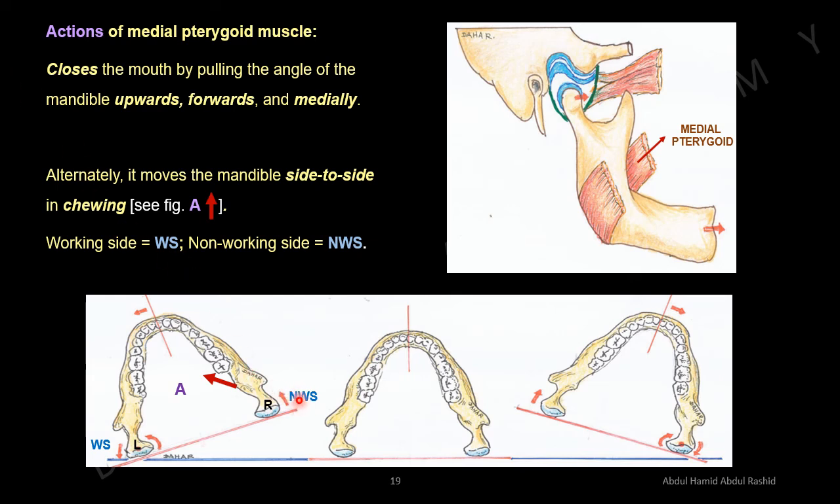This is right temporomandibular joint. This is the head of the mandible. This is left temporomandibular joint. This is the head of the mandible.